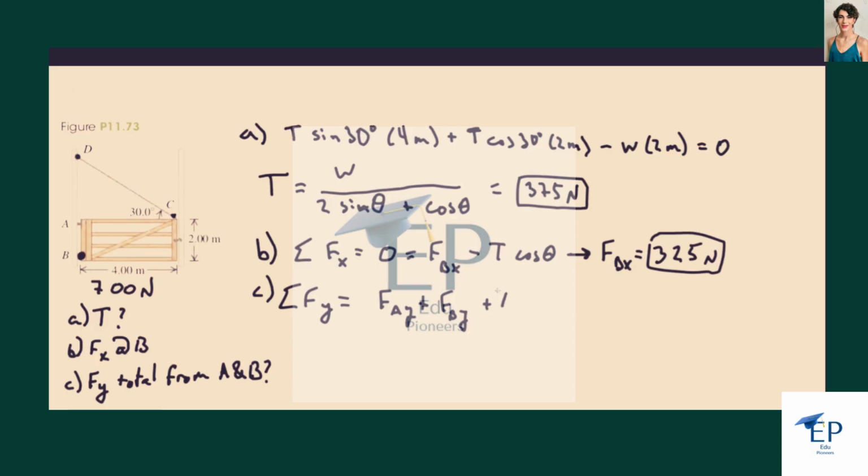Plus the vertical component of the tension minus the weight is equal to 0. And then you just take the relevant things over to the right-hand side, put the numbers in, all of which we already know. And so the total vertical force is 512 newtons.